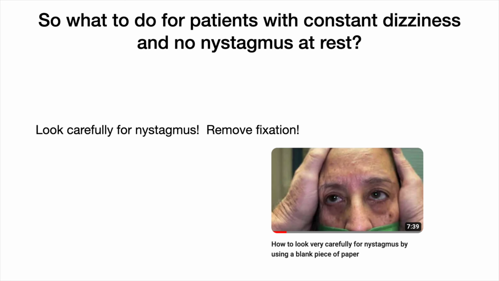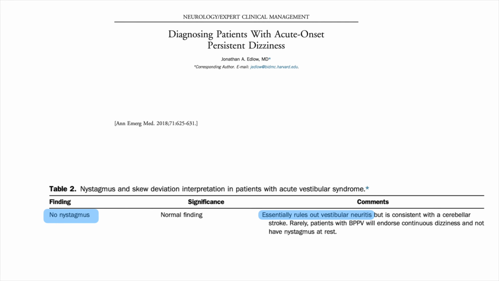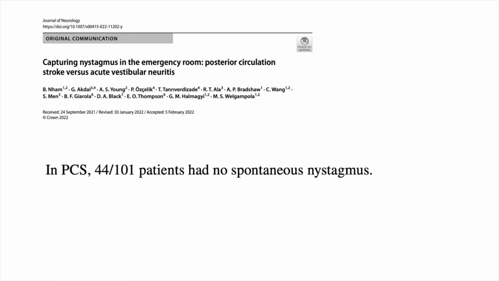Now, if they truly have no nystagmus in the first several days, as we've seen, they don't have vestibular neuritis. But can a patient with constant dizziness but without nystagmus at rest be having a stroke? In fact, yes, very much so. If we circle back to the statement by Edlow that said if you don't see nystagmus in a patient with persistent dizziness, you've ruled out vestibular neuritis, well, the words following that state that a posterior circulation stroke is still on the differential. In fact, in NAM's study, he found that 44% of posterior circulation strokes did not have spontaneous nystagmus. That sounds pretty concerning.